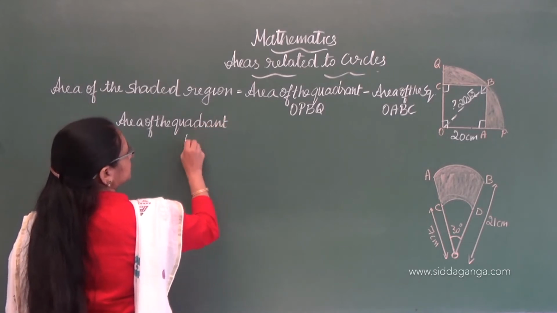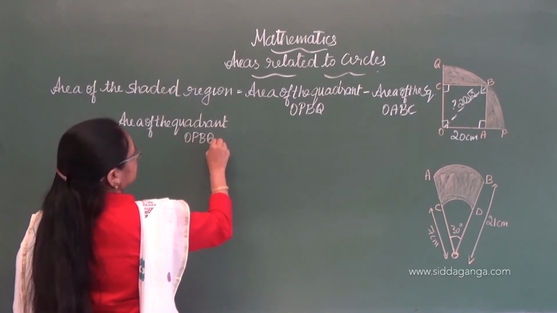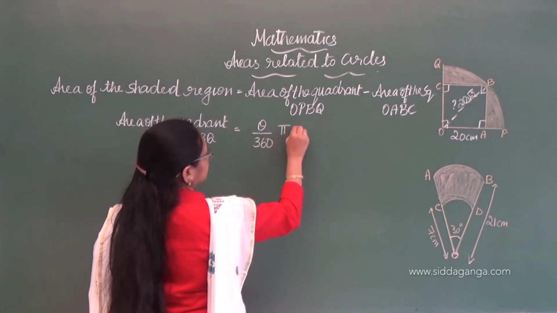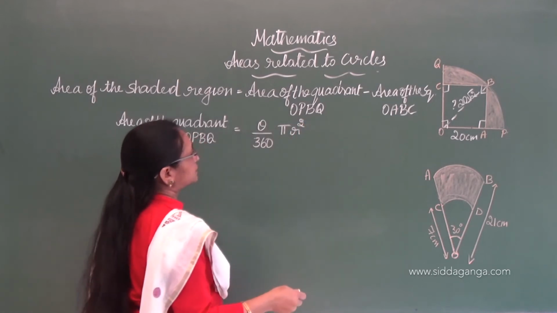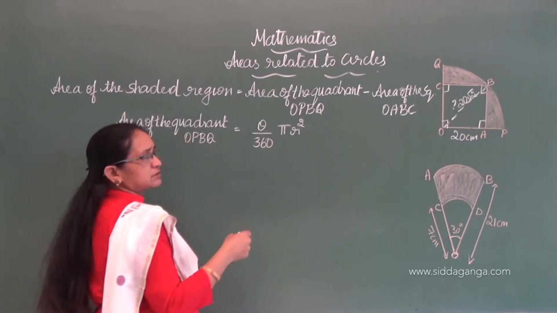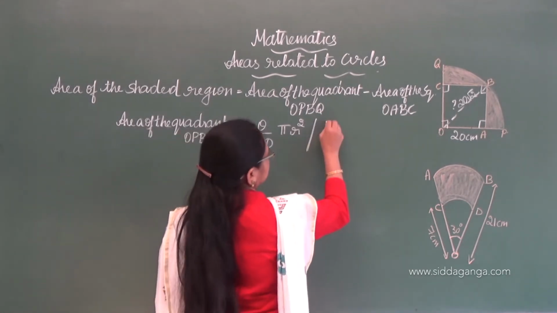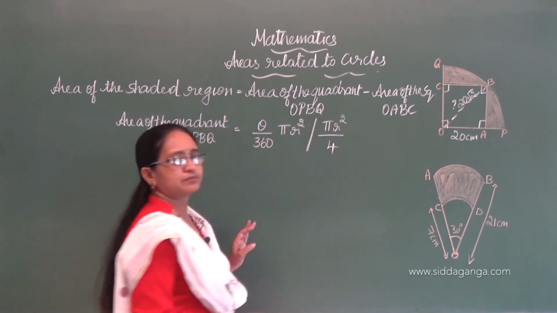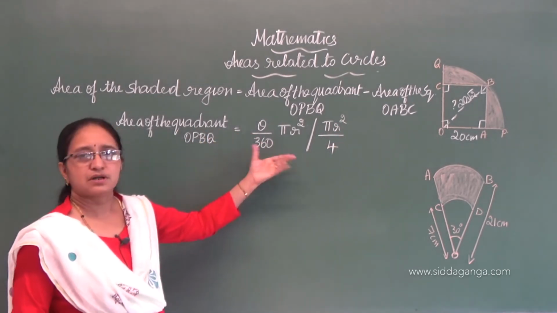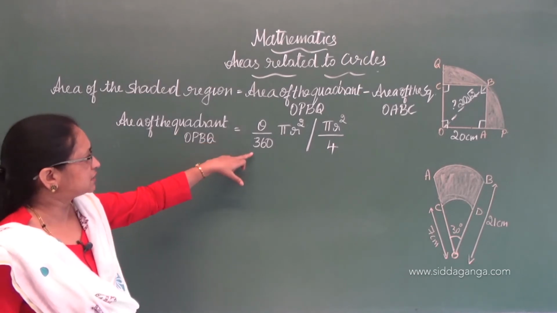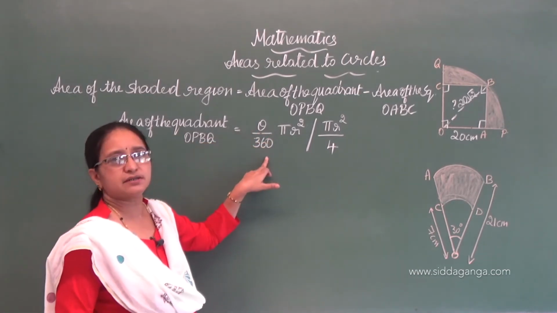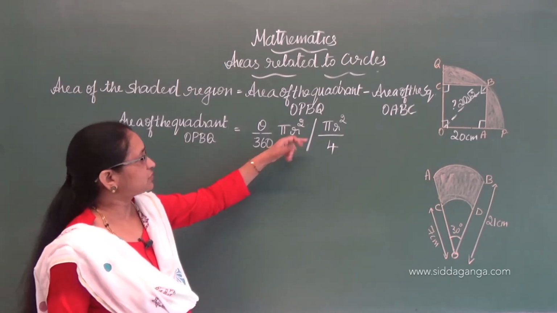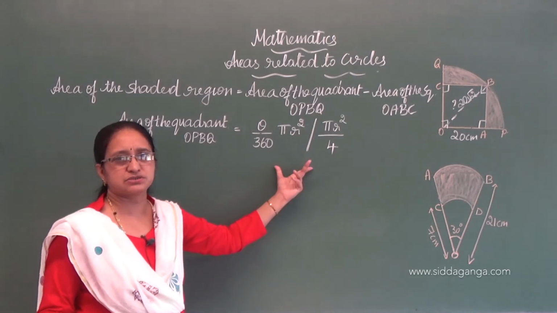As you all know, the formula is theta by 360 into pi r square. Also, you can do it as pi r square, the area of the circle, divided by 4, however you feel you can do it. If you are using this formula, you have to put 90 degree there. 90 by 360 is nothing but again 1/4 pi r square, correct? I hope you understood this.